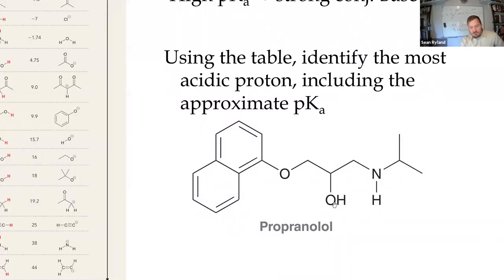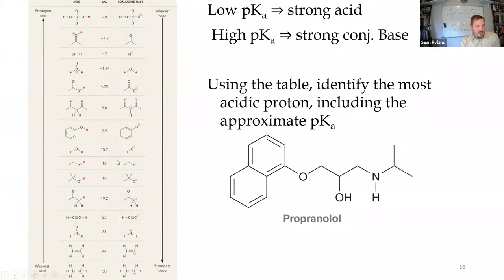If we put this with a really strong base and we're going to pull a hydrogen off, it's going to be that hydrogen, right? Because that's the most acidic group on this whole molecule. And we would probably be in a pH of around 16 to 18, somewhere in there.